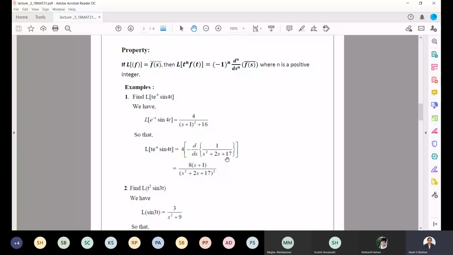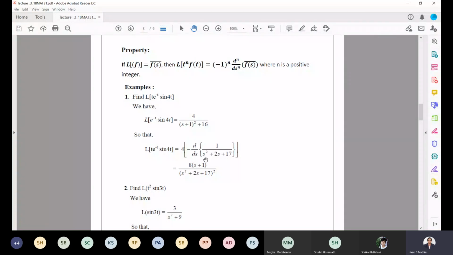So what have we done over here? First we have found the Laplace transform of e power minus t into sine 4t, using the previous property. Now the property is that the power of t is 1, so minus 1 power 1, d by ds of f bar of s. I have taken 4 outside, minus 1 power 1 is 1, d by ds of this term. Here I have expanded the denominator and we have got this one.